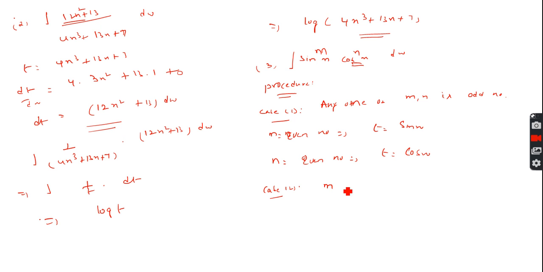And case 2: both m and n are odd numbers. If m is greater than n, we assume that t is equal to sin x. If m is equal to n, t is equal to cos x. If both are equal, take any one of them.